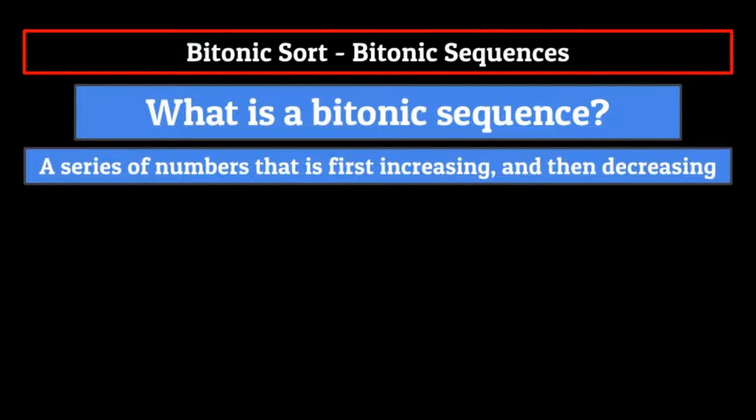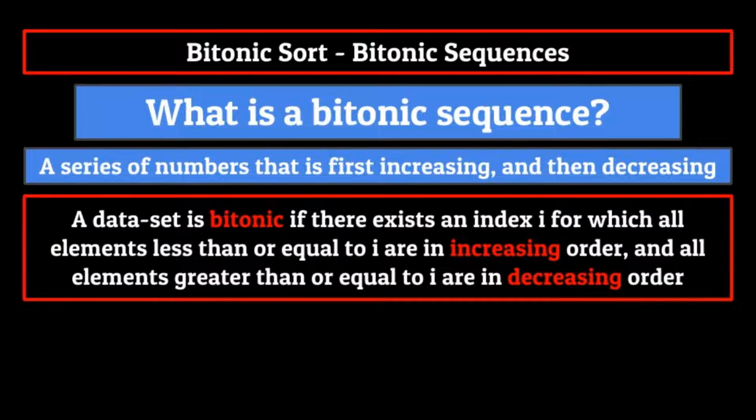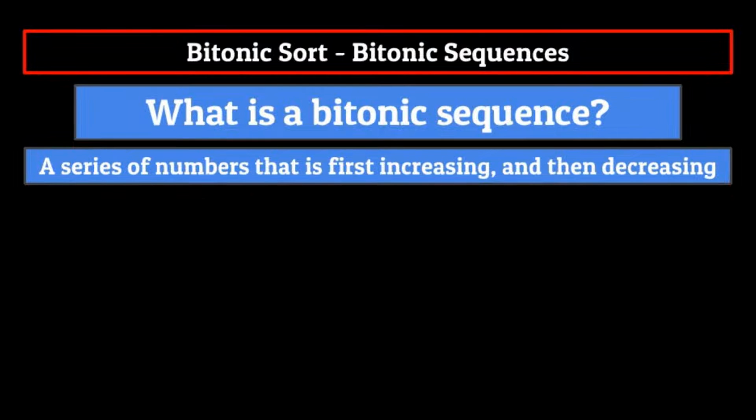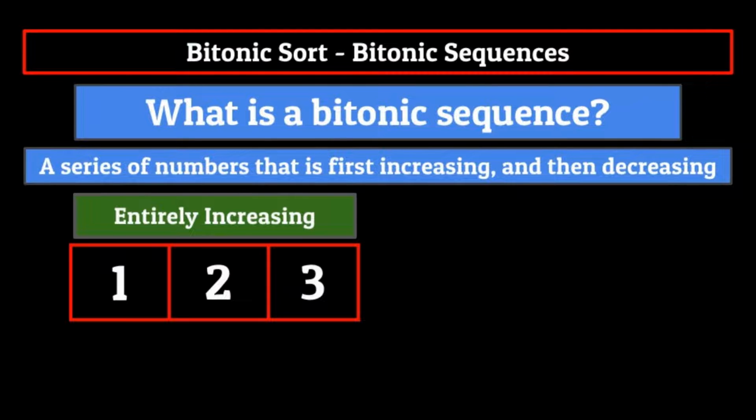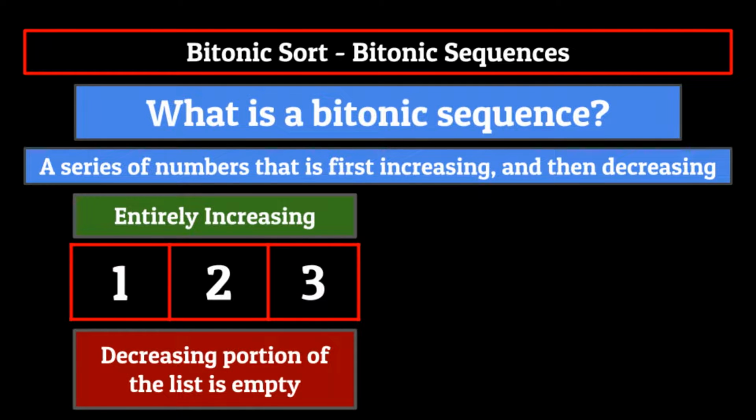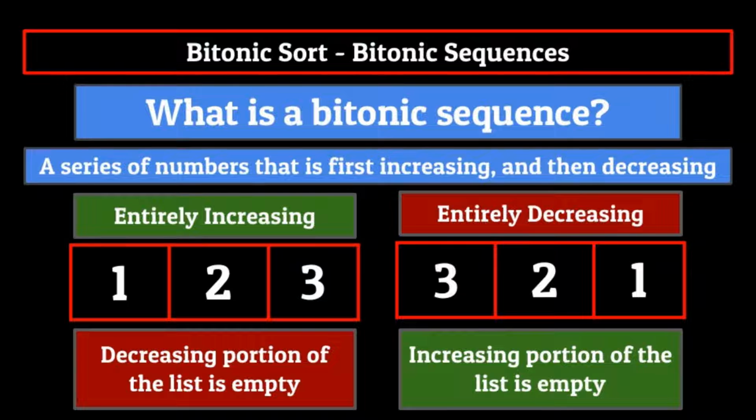If we wanted to get technical, we could say that formally, a dataset is considered Bitonic if there exists an index I for which all elements less than or equal to I are in increasing order, and all elements greater than or equal to I are in decreasing order. This formal definition also means that a list which is entirely increasing or entirely decreasing is also considered to be Bitonic. For the former, we simply consider the decreasing portion of the list as empty, and for the latter, we do the opposite. This comes into play a little bit later on, but for now, just know that we don't have to have both an increasing and decreasing portion of the list be full for it to be considered Bitonic.